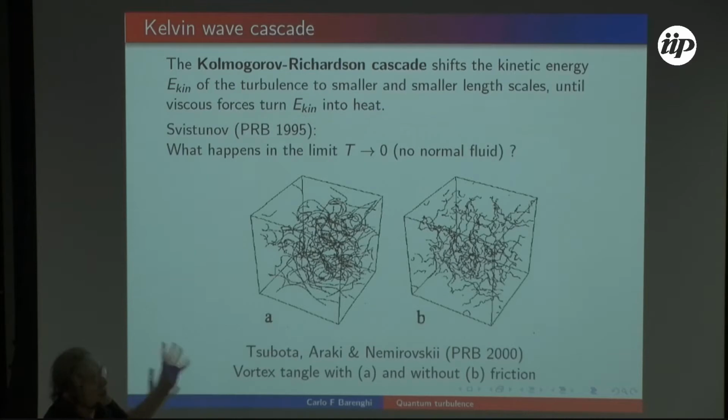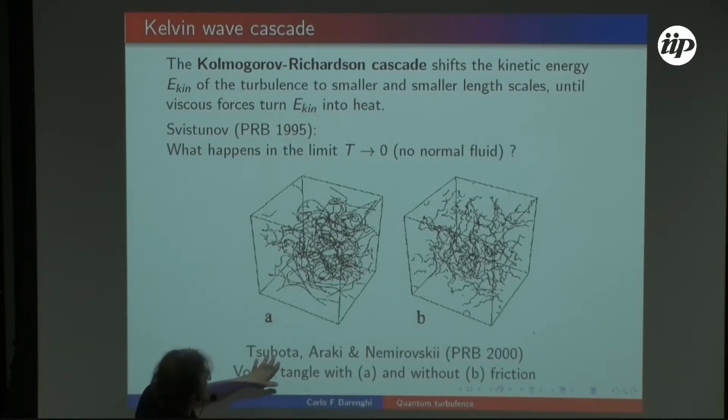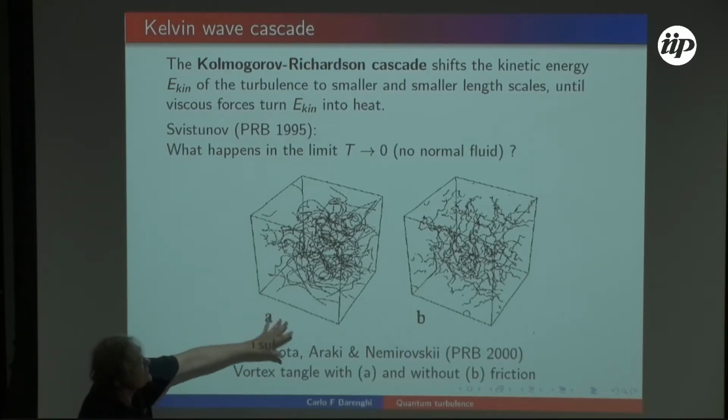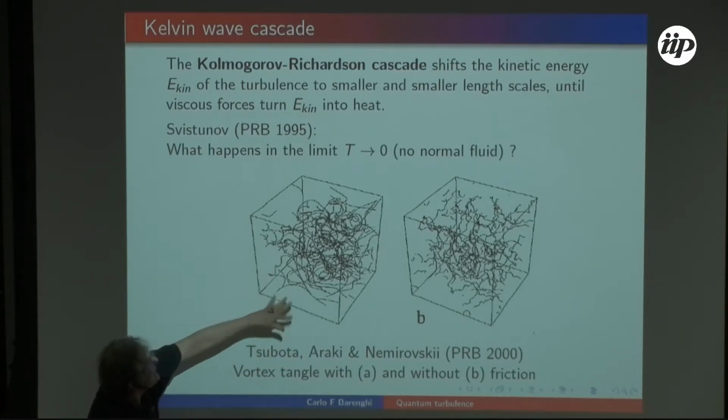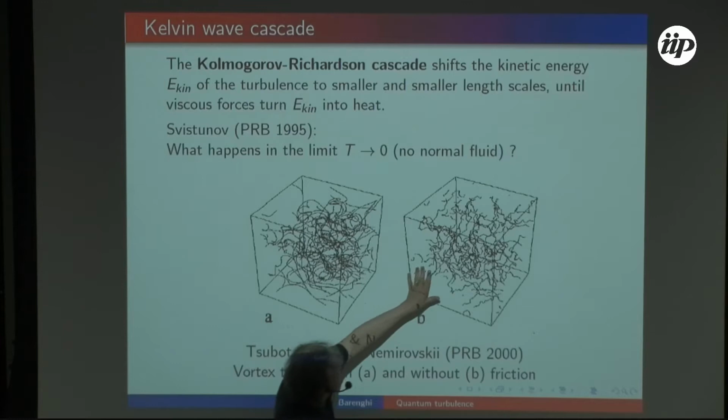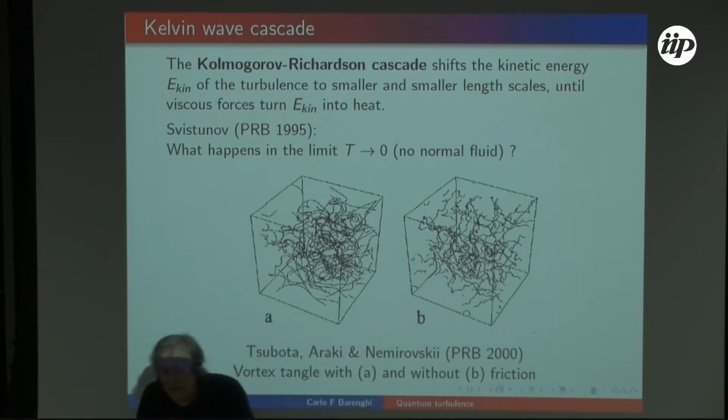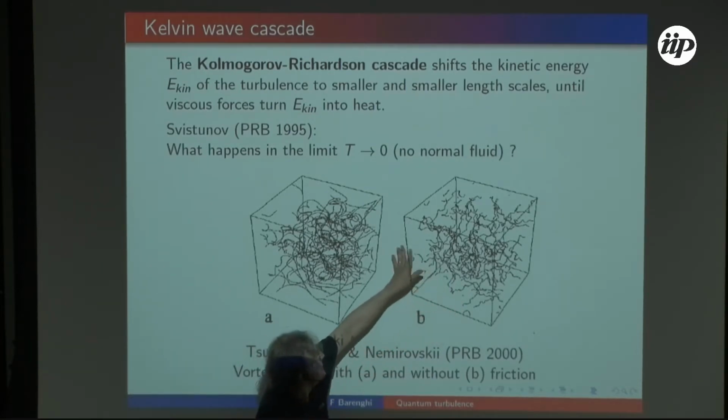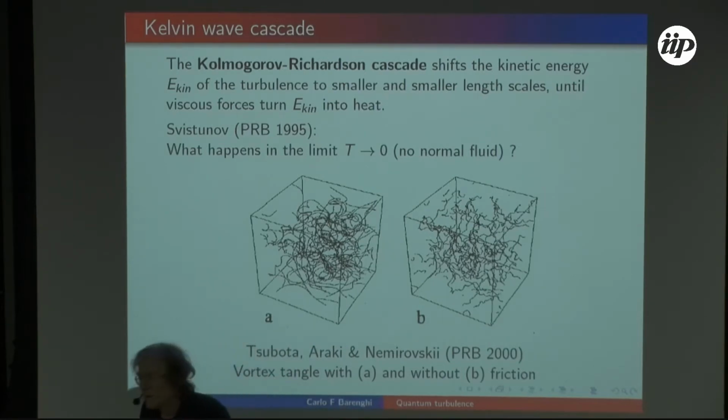So he realized Kelvin waves would play a key role. And in this calculation by Tsubota, which followed, this is very visible. This is a vortex tangle more or less with the same intensity. At finite temperature, you see the lines are very smooth. And at zero temperature, you see that the lines are quite wiggly. That's lots of Kelvin waves. In fact, they are fractal. If you measure the fractal dimension using standard techniques, you find it is not 1.